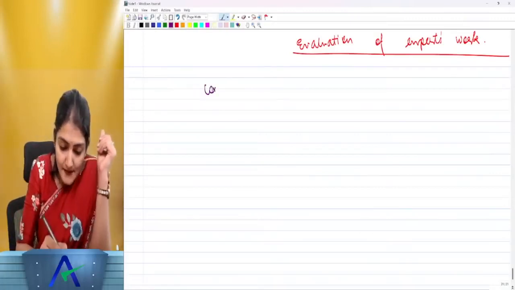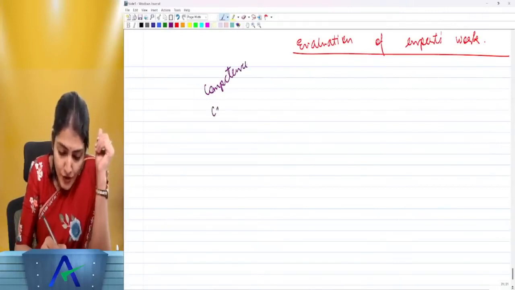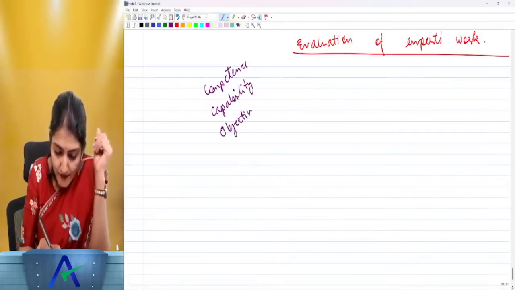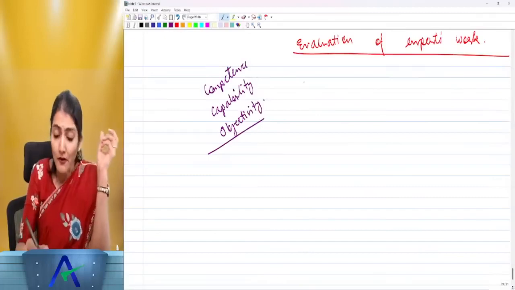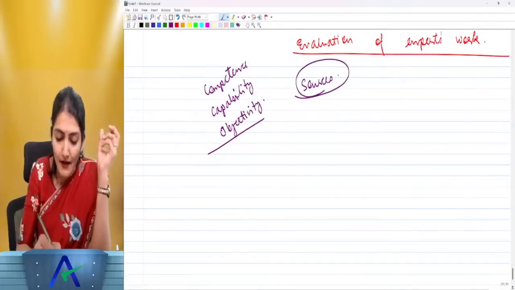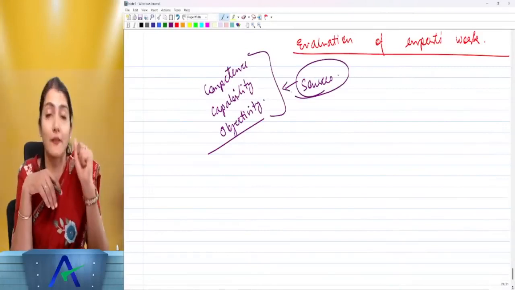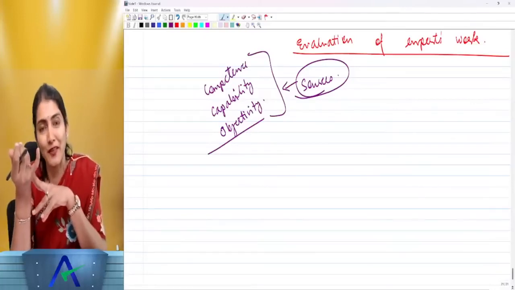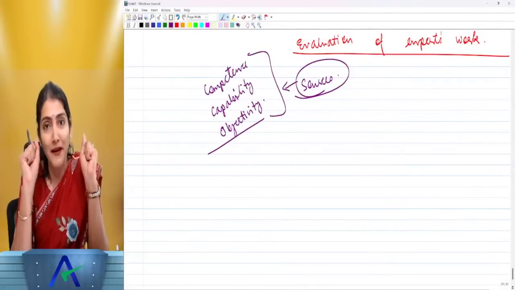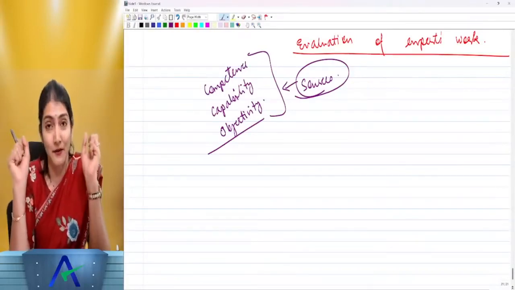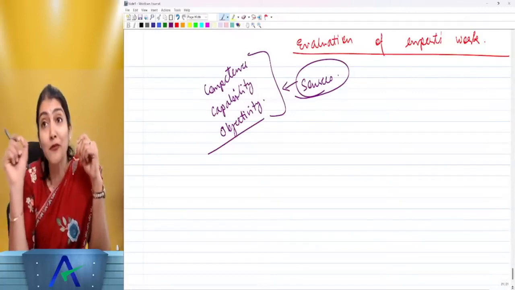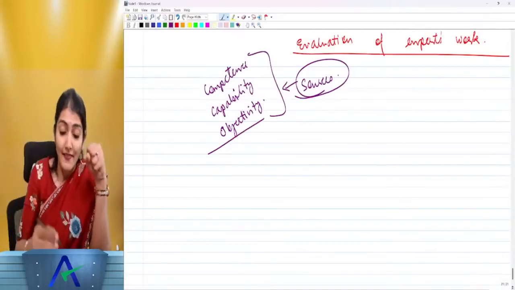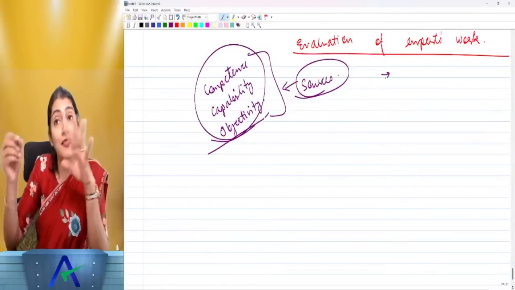The competence, the capability, and the objectivity of the auditor's expert. Then we also have the sources to obtain information regarding the competence, capability, and objectivity of the expert. Like you can get the information with discussion with that expert, discussion with others who are familiar with the work of that expert, any previous experience with the work performed by that expert, then published books or papers by that expert, or knowledge of that expert's qualification, members of relevant professional bodies, license to practice, or the firm's quality control policies and procedures. And then after you evaluate the expert, now you evaluate the work done by the expert.